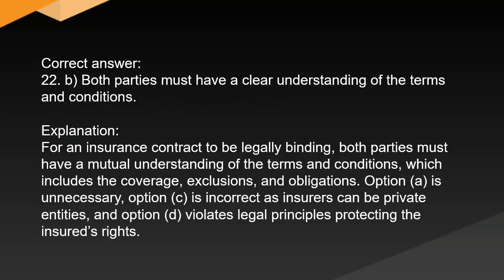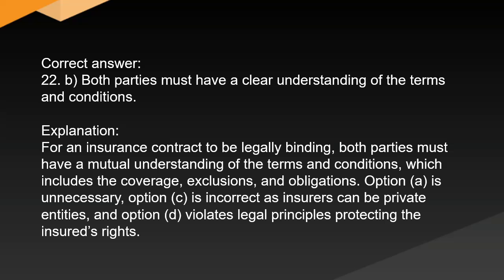Correct answer: B. Both parties must have a clear understanding of the terms and conditions. Explanation: For an insurance contract to be legally binding, both parties must have a mutual understanding of the terms and conditions, which includes the coverage, exclusions, and obligations. Option A is unnecessary. Option C is incorrect as insurers can be private entities.